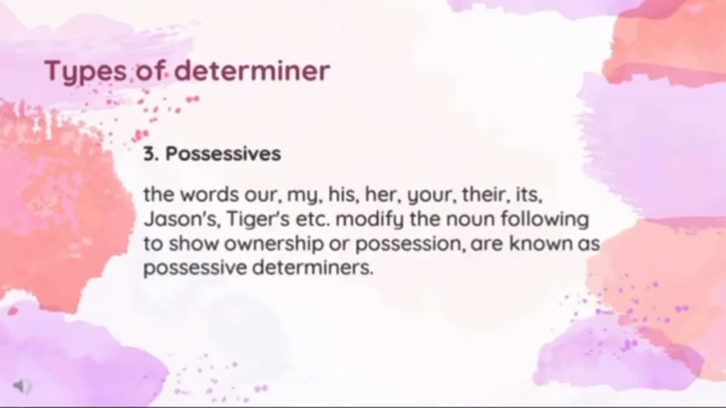The third is possessive. The words our, my, his, her, or etc. modify the noun following to show ownership or possession, and are known as possessive determiners. Example, is that car yours? Yours is a possessive determiner followed by the noun it modifies.